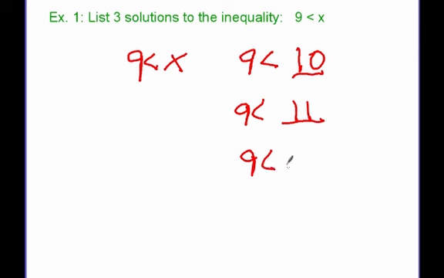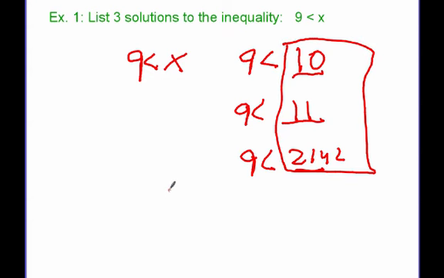And then let's try an even crazier one. What's another number that's bigger than 9? How about 2,142? That's a lot bigger than 9, and so that follows what we see here. 9 is smaller than 2,142. So there are 3 solutions to this inequality. Here's a question, could it be 9? Is 9 smaller than 9? Well, no, a number is not smaller than itself, so 9 is not a solution.